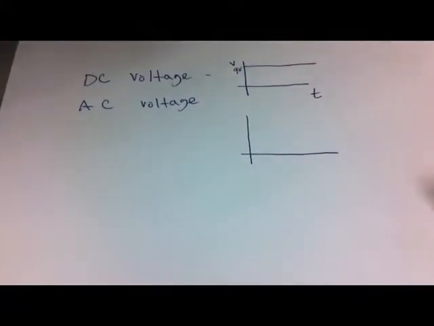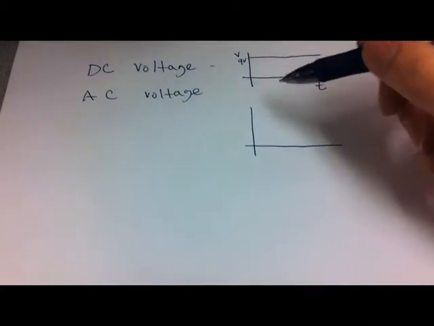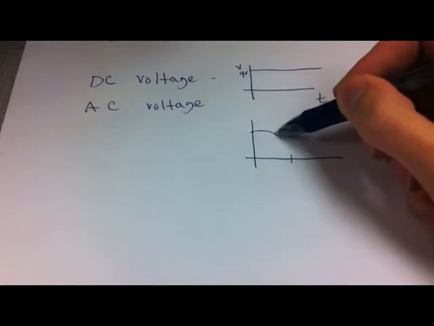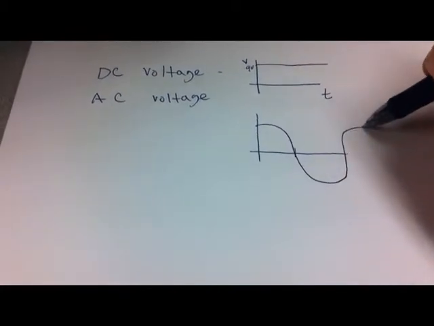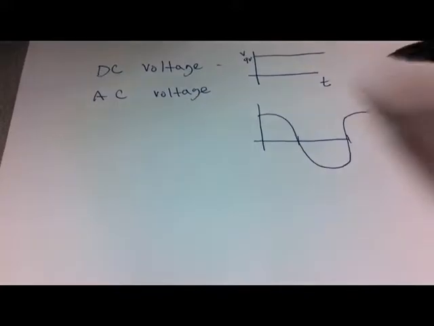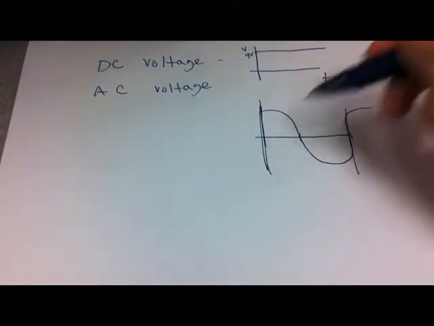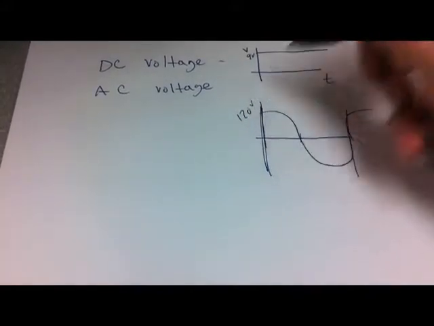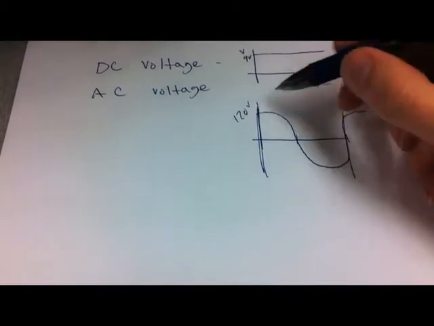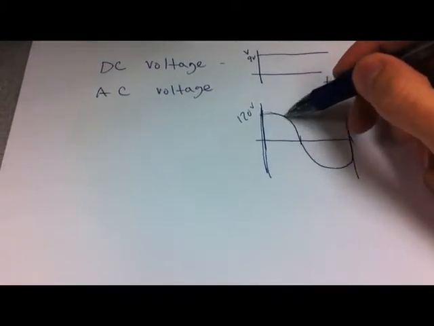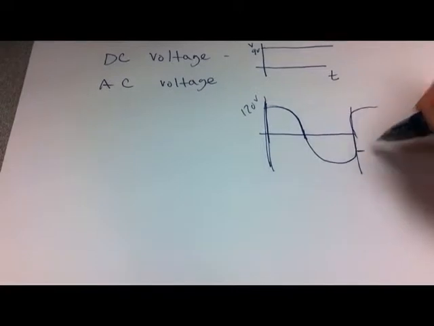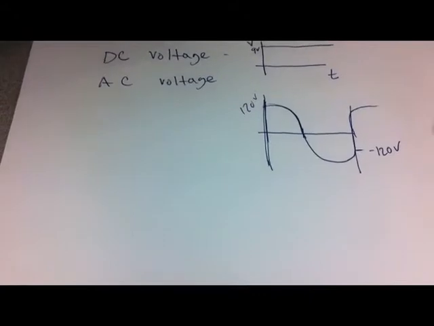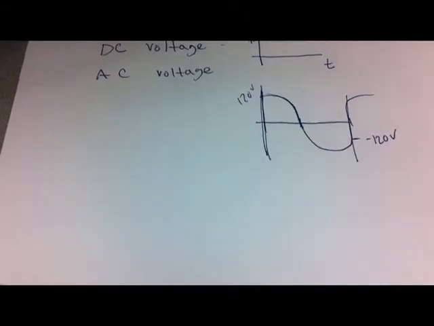usually a cosine wave. It's sinusoidal. It could be sine or cosine, but for this respect we're going to do cosine. So this is one period, and let's say it's 120 volts, which usually comes out of your wall. Half the time it is positive 120 volts, and the other half the time it's negative 120 volts, the max. So a problem arises. It's not constant.